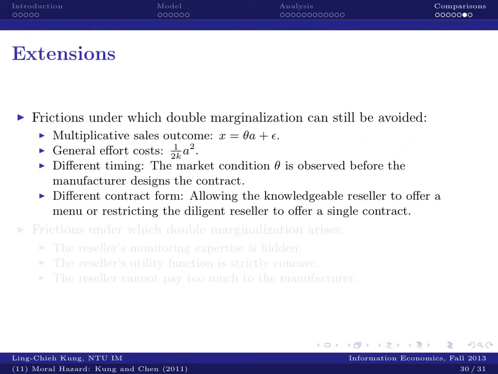So naturally, you would want to ask whether those findings in this paper or in the basic setting will still apply when we have a different model. So we analyze this problem in this paper in two directions. First, we introduce some frictions, that means changes of the model, in which double marginalization can still be avoided. Certainly, we need to prove that the incentives between the upper-level players can still be aligned. Here let me show you what they are. The sales outcome can be, for example, multiplicative instead of additive. So a higher effort is more effective in making higher sales when the market condition is better. In this case, we can show the result is the same.